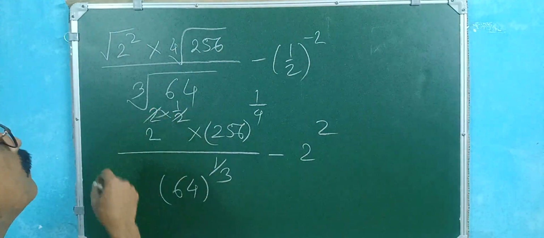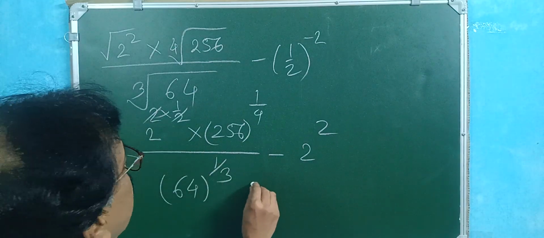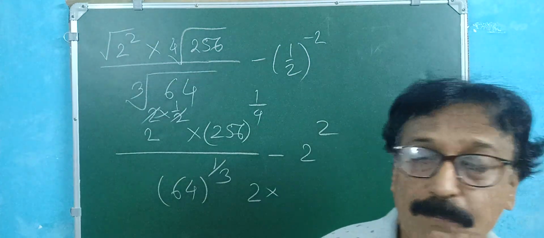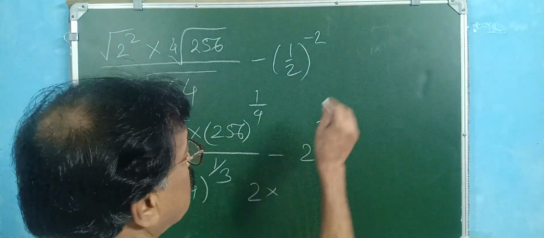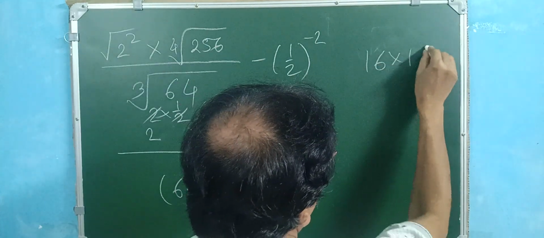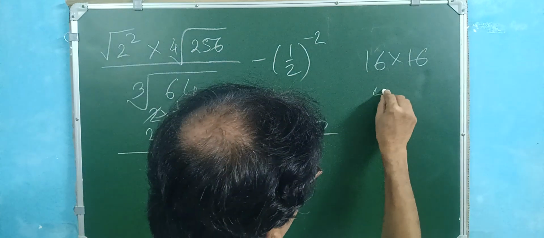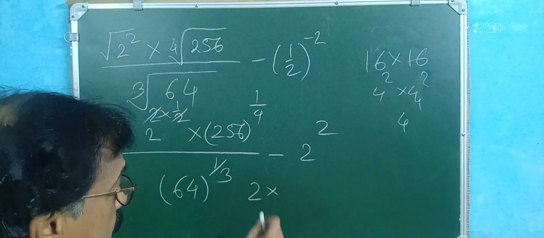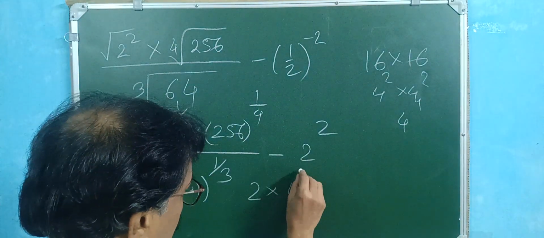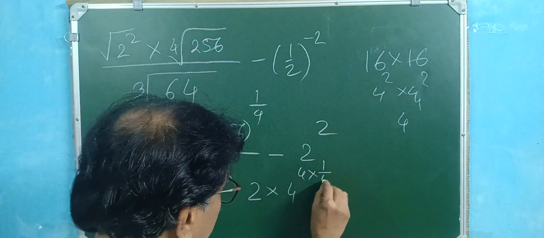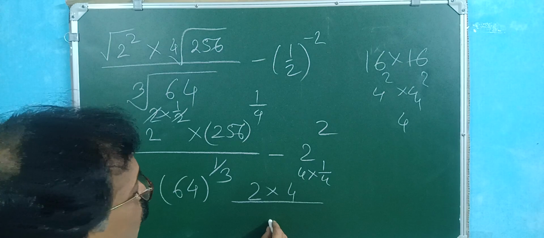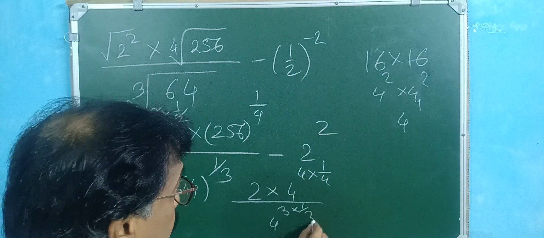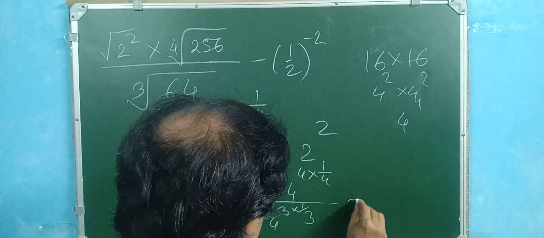Now you cut this. Now ultimately this answer is 2. And now this is 256. Actually 256 means 16 into 16. 16 into 16 is 256. And 16 is 4 square, and this is also 4 square. That means actually 4 to the power 4. You write here 4. Why? This is 4 to the power 4 into 1 by 4 here. And this is 64, you know 4 into 4 into 4, into 1 by 3, and this is minus 2 here.